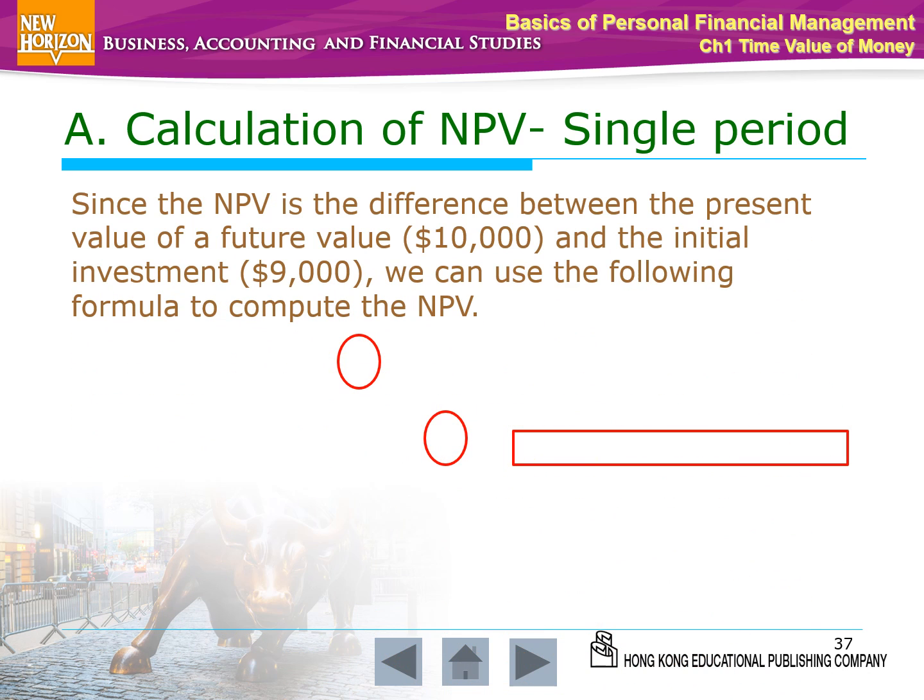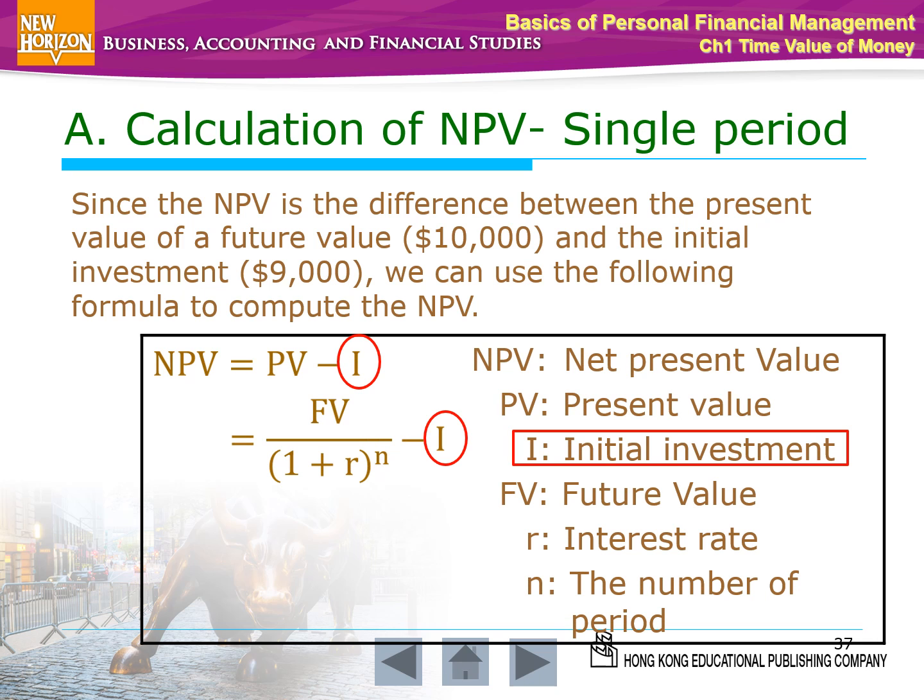So you are going to calculate the difference between the present value of this $10,000 future value and the initial investment, $9,000. We make use of this formula. Remember it: net present value is equal to the sum of all present values minus I. I stands for initial investment.